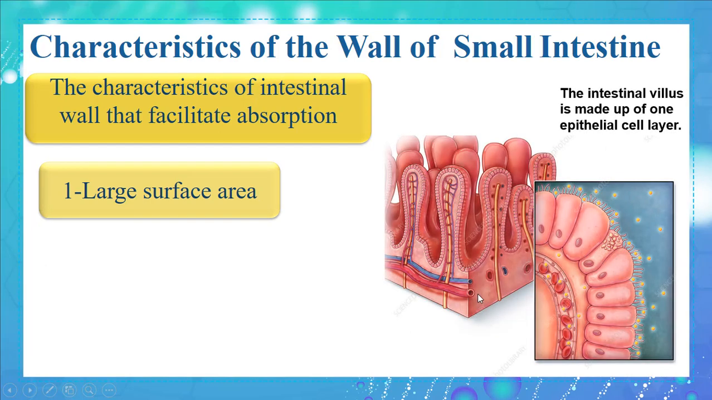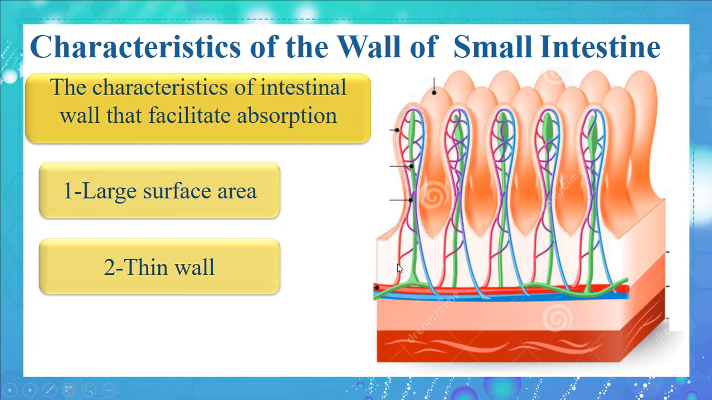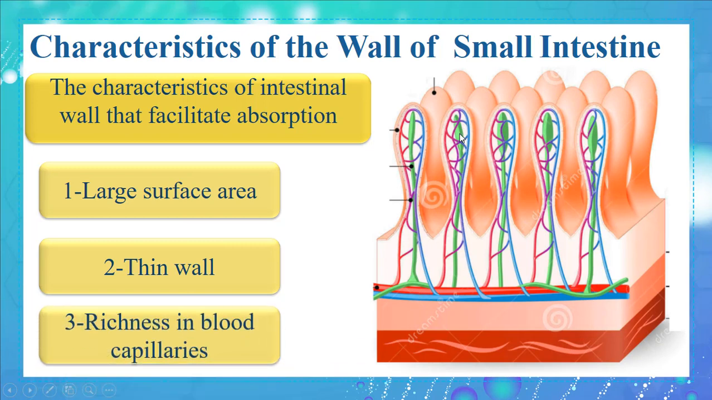The second characteristic is the thin wall. That is, the nutrients have to pass only one layer of cells in order to reach the blood or the lymph. And finally, don't forget that each villus is provided with its own network of blood capillaries, which will ensure the absorption of a great amount of nutrients.